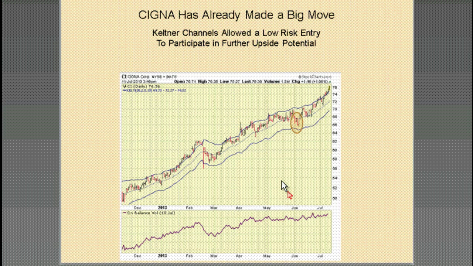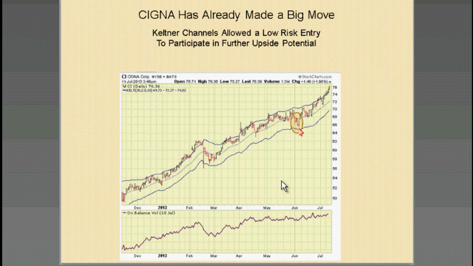If we use these Keltner channels to time our entries, even though a stock's had a large price move, the Keltner channels can help us enter a trade and give us a low-risk entry point, and then we can participate in any further upside potential for the stock. So we can see Cigna retraced towards the lower Keltner channel right here, had a big rally, and when it retraced near the channel right here, this was on June 3rd, I believe, it got near this lower channel, I went ahead and entered my option right here when it was becoming oversold.